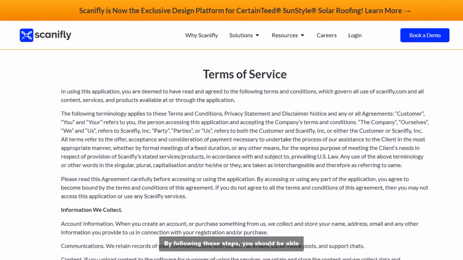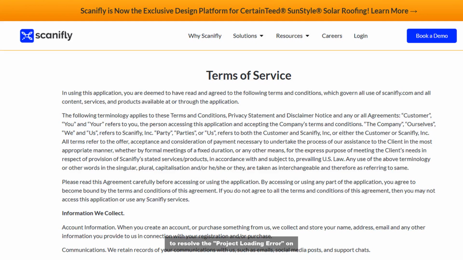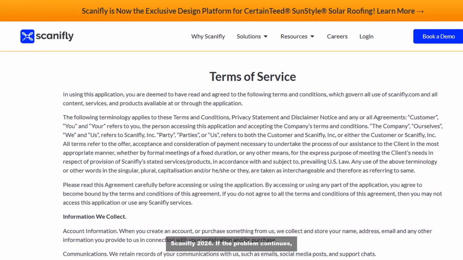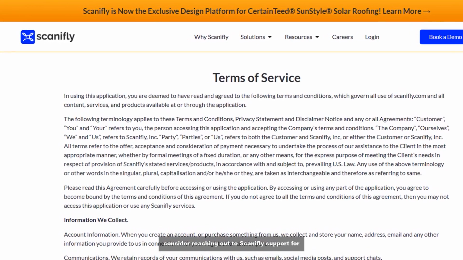By following these steps, you should be able to resolve the project loading error on Scanifly 2026. If the problem continues, consider reaching out to Scanifly support for further assistance.